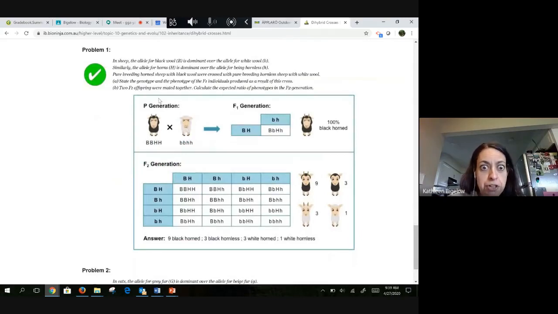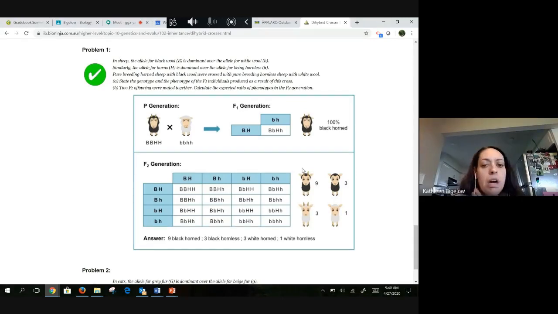All right, so here's your parent generation. Your F1 generation will be 100% black and horned, but heterozygous. Then, when you breed two of these together, these are your gametes, and they're the same for both because both parents are the same. Your ratio is going to be 9, 3, 3, 1. Anytime you cross two double heterozygous individuals, because we're looking at two traits, you get 9.